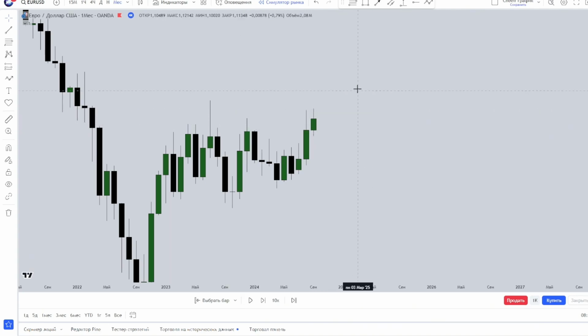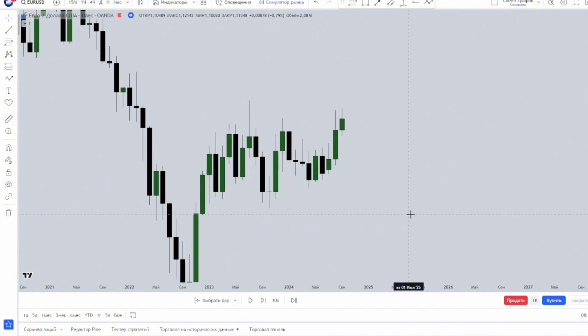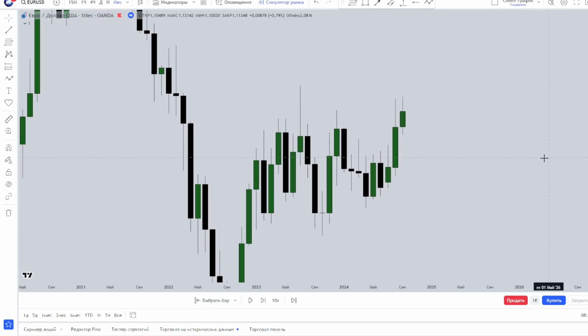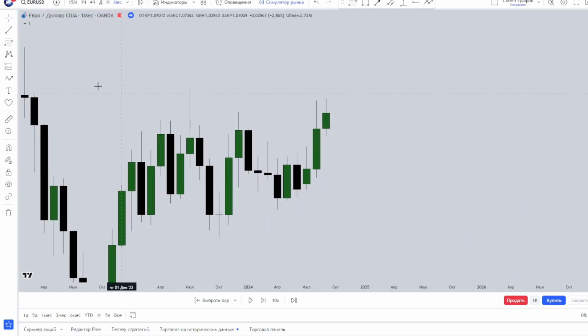Well, let's now analyze more complex examples. Namely, let's examine the Euro USD, a chart within consolidation, and how to act when making a decision, and how to build your algorithm for decision making with such a chart.